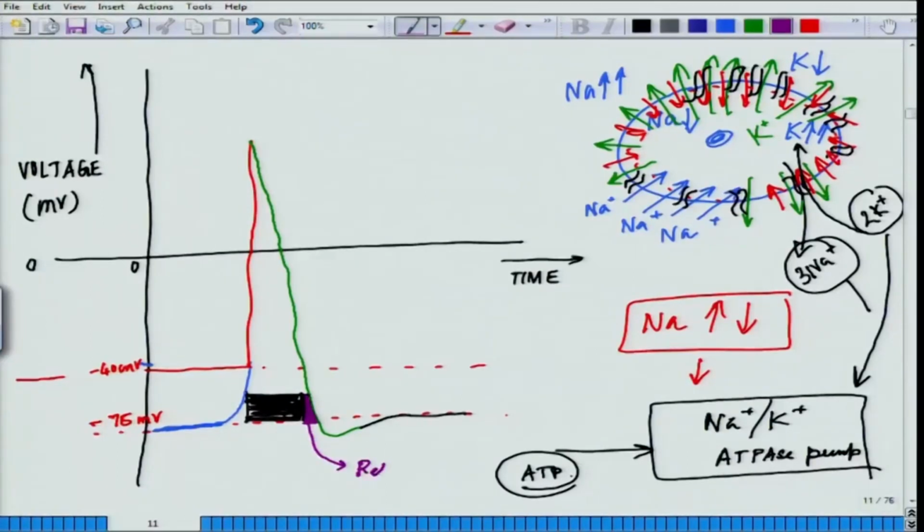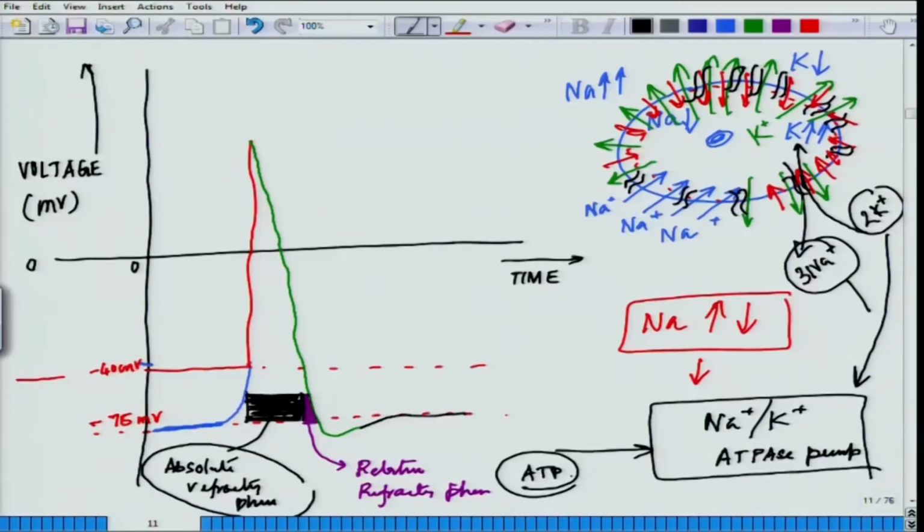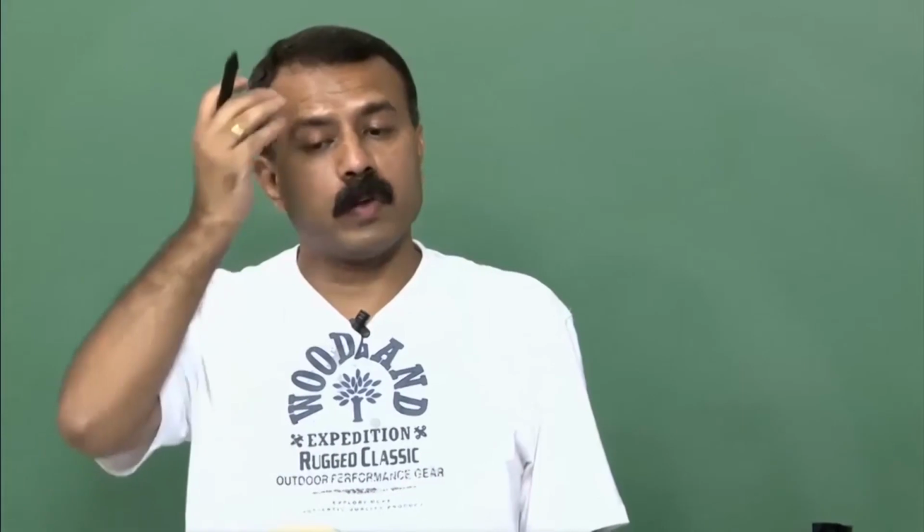relative refractory phase, and this is called absolute refractory phase, relative refractory phase and absolute refractory phase. So, this is how the most simple currency of electrical activity is being transmitted by the neurons. But there are many other things which happen, which I am going to come to.